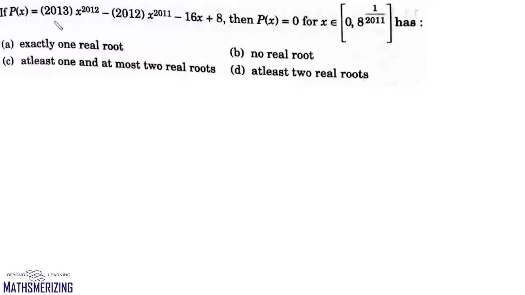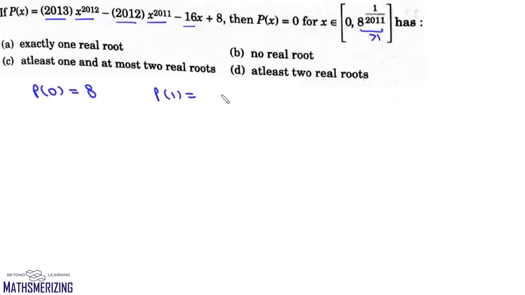We are given this polynomial p(x), which is 2013 x to the power 2012 minus 2012 x to the power 2011 minus 16x plus 8. Then p(x) equals 0 for x belongs to 0 to 8 to the power 1 upon 2011 has which of the following options. Now this 8 to the power 1 upon 2011 is greater than 1. So what we'll do is, we'll find the value of this function at 0. Value of this function at 0 is 8. Now we'll also find the value of this function at 1.